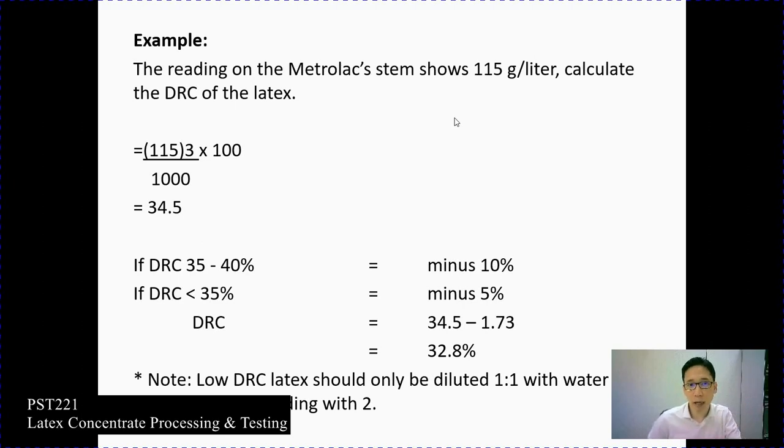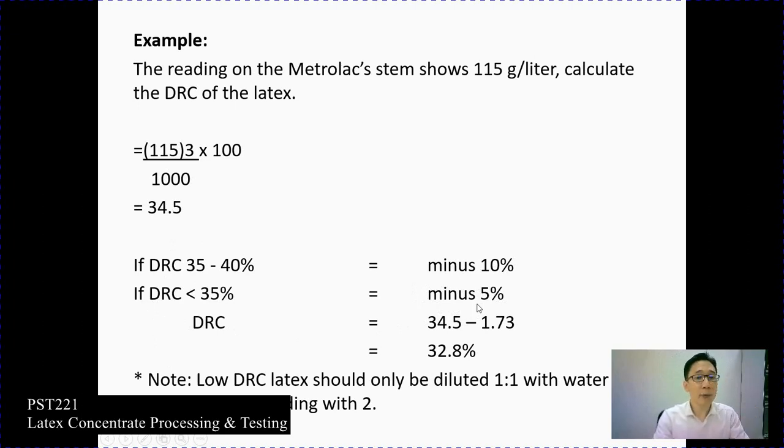But it's not stopped until there. Okay, take a look at the table down here. There is a rule that you need to remember. If the DRC is between 35 to 40%, you will deduct 10% of the total value. If the DRC is below 35, you will deduct 5% of the DRC value.